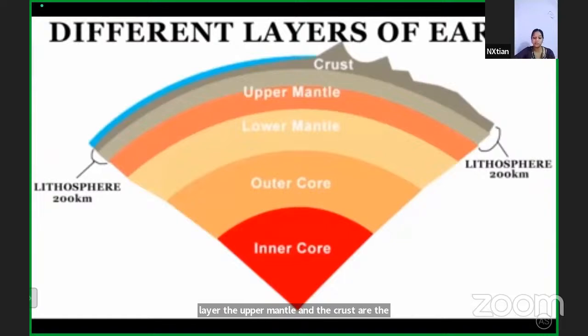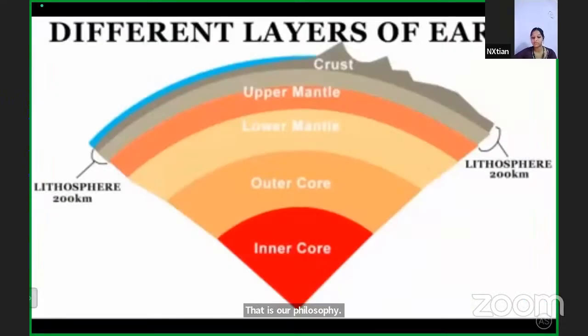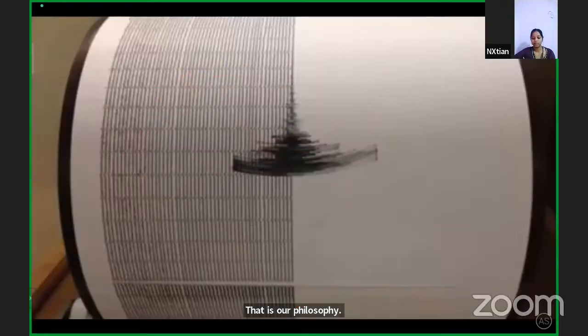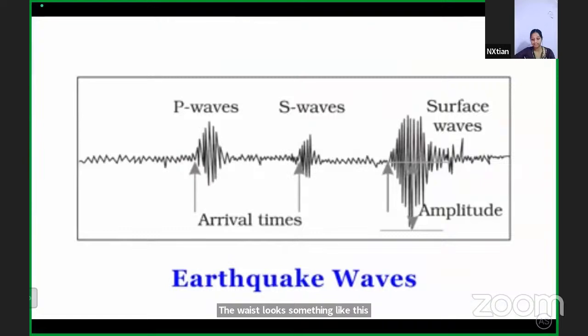Can you see the lithosphere? This is near the crust. That is our lithosphere. Lithosphere refers to the portion of depth up to 200 km from the surface of the Earth. An instrument called a seismograph records the waves reaching the surface. The waves look something like this. The curve shows three distinct sections, each representing different types of wave patterns. We'll get back to this pattern in a moment.